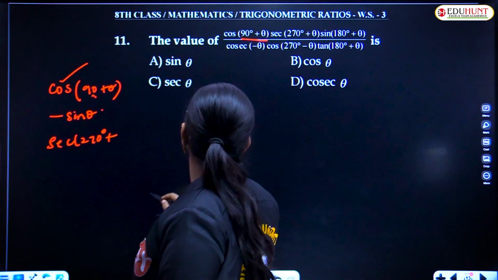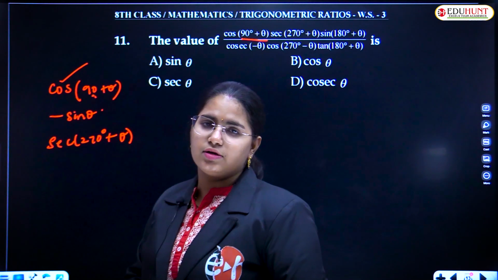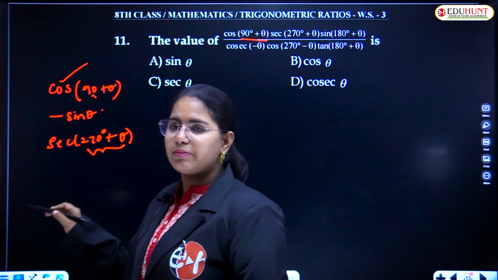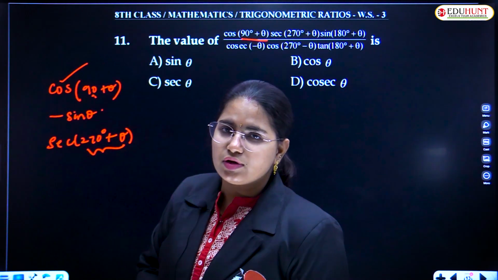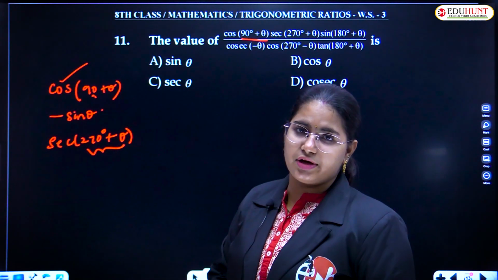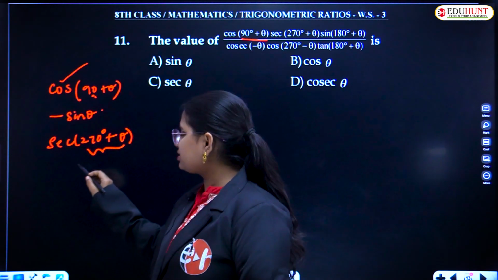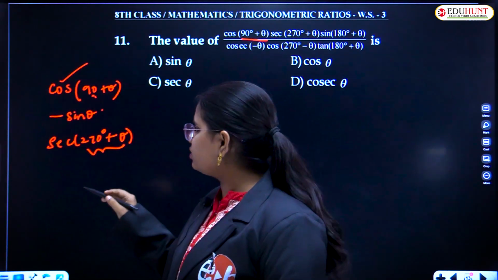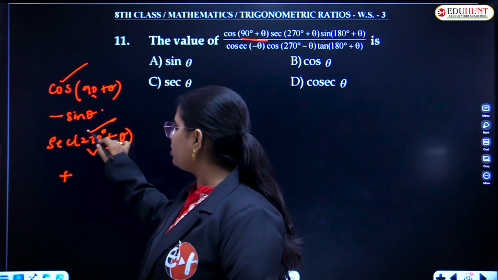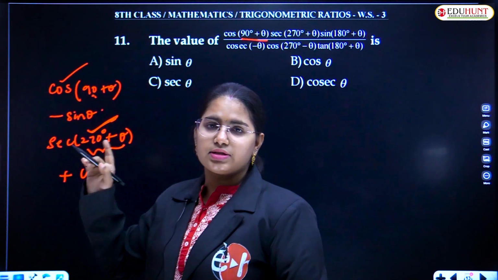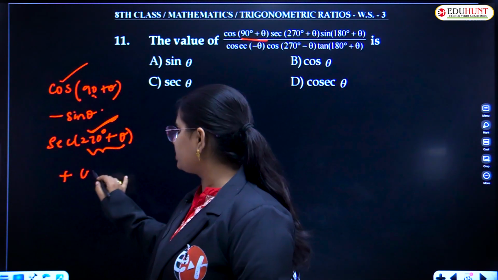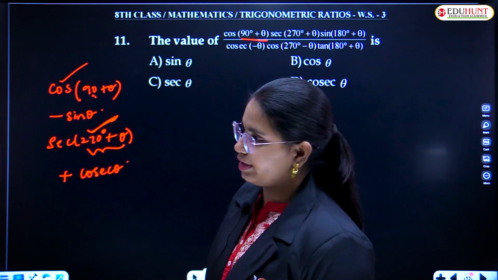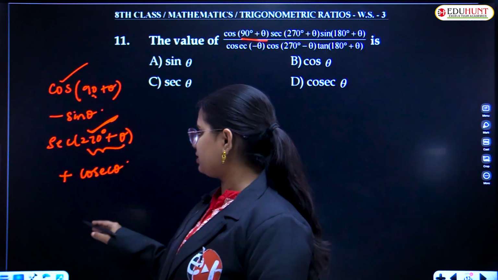Secant 270 degree plus theta. So first you need to check in which particular quadrant 270 plus theta lies. Tell me. 270 plus theta lies in the fourth quadrant. In the fourth quadrant, cos and secant take positive values. So this is positive. As it is an odd multiple of 90, secant changes: sin to cos, tan to cot, secant to cosecant. So this changes to cosecant theta. Am I clear?